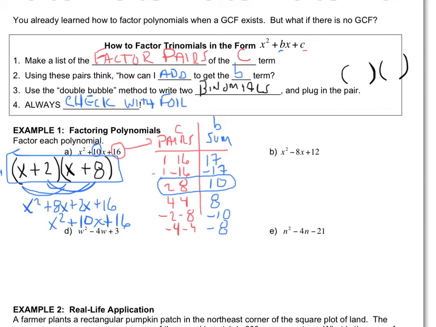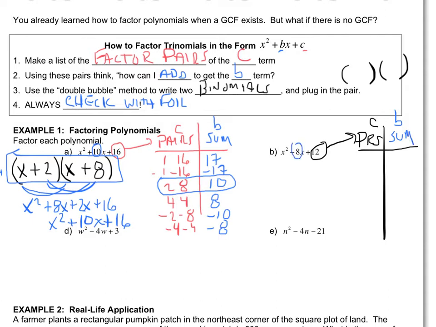So let's try the next one. Here we have 12 as our C value. So I'm going to come over here and make the pairs for C. Remember, C is a positive 12. Now notice though my B value is a negative 8.